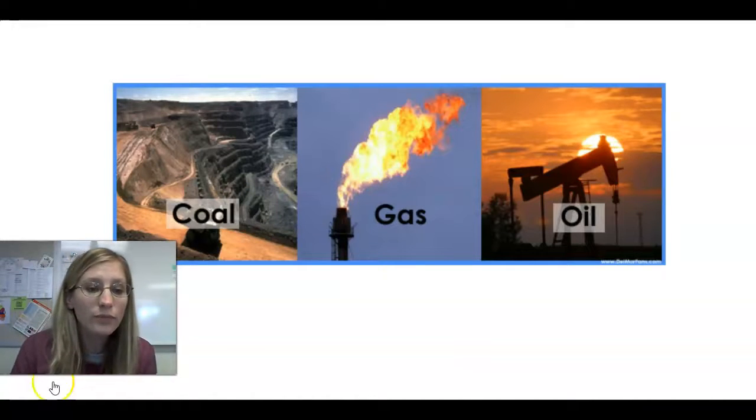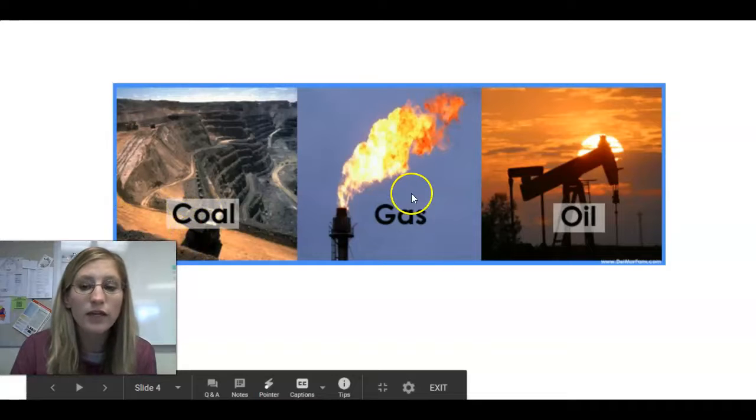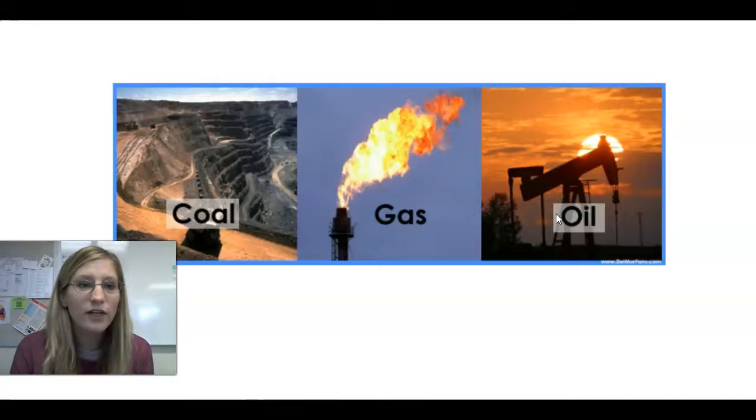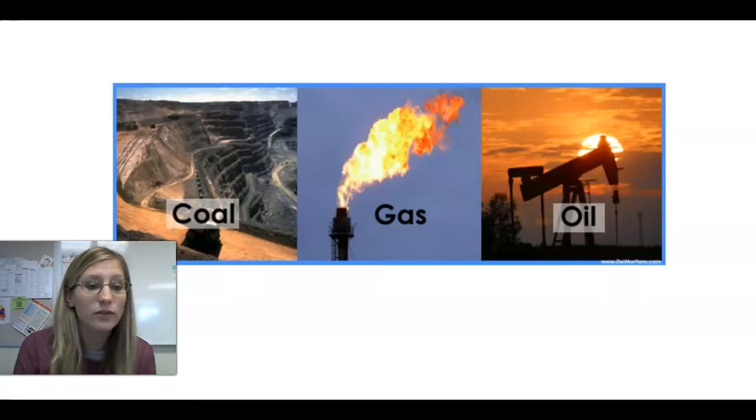This is coal. So we have coal, natural gas, and oil. What do they all have in common? Good. I hope you said that they are all fossil fuels. Coal, natural gas, and oil are all fossil fuels.